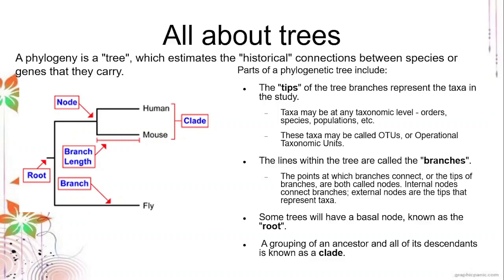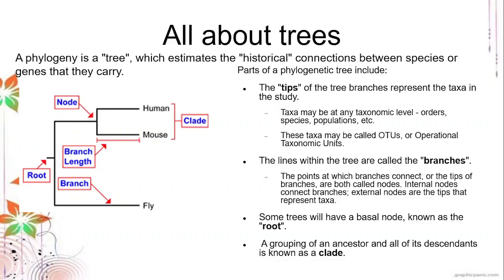Now let's look at these trees. A phylogenetic tree is one that estimates the historical connections between species or genes. So when we say historical connection, it has this particular sense of a timeline on when a particular change occurred, the change that gives you these differences in amino acids, based again on the model of the neutral theory. Now let's look at the parts of the trees.